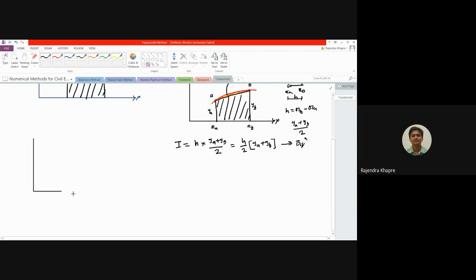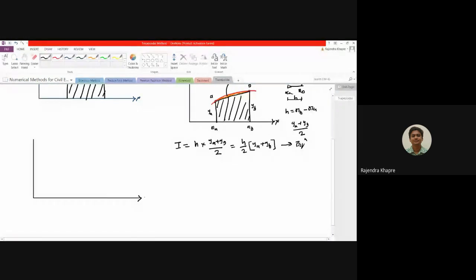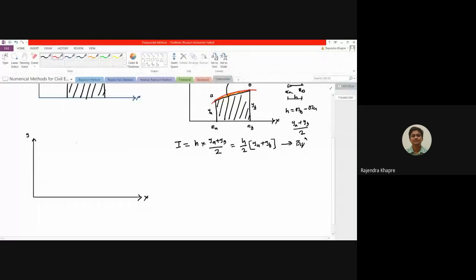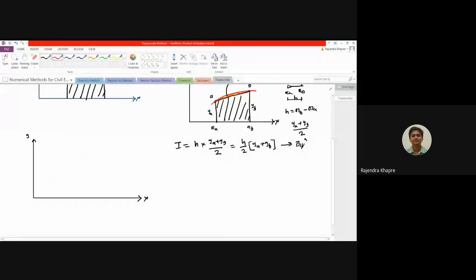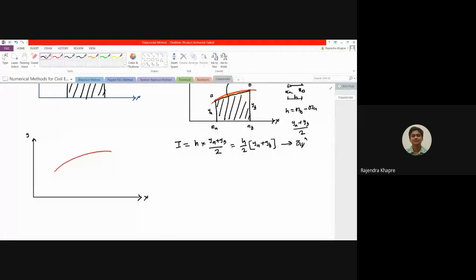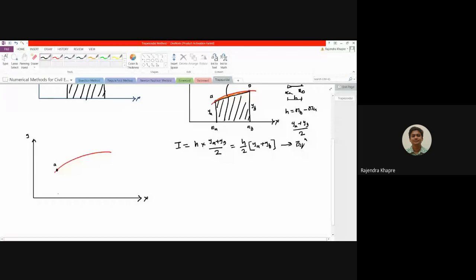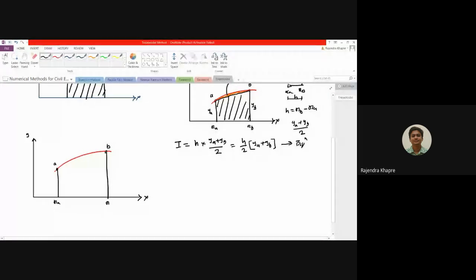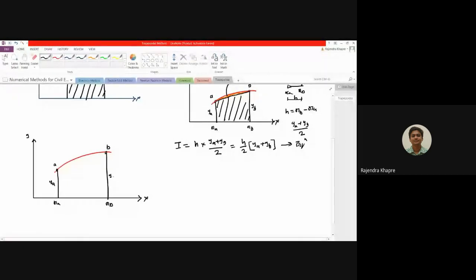So I'm going to draw the same figure one more time. Let us say we have this as x, again we have this as y, and we have a curve which is like this. Okay, and then this is point number a, and this is, let us say, point number b. So it is like this. So this will become xa, this will become xb, and this will become ya, and this will become yb.